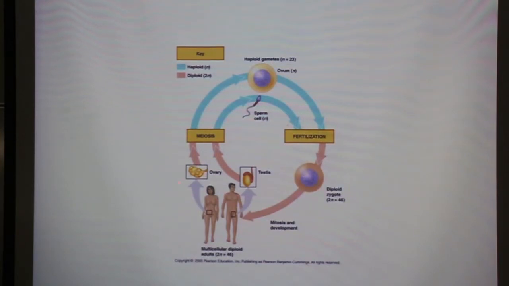A female has ovaries, and in the ovary you have the same process, meiosis, but in this case it's going to make an egg, and the egg has one set of chromosomes in it as well. In the case of a human, it's 23. The sperm and the egg then get together during fertilization and form this one cell, which is now a diploid cell called a zygote.